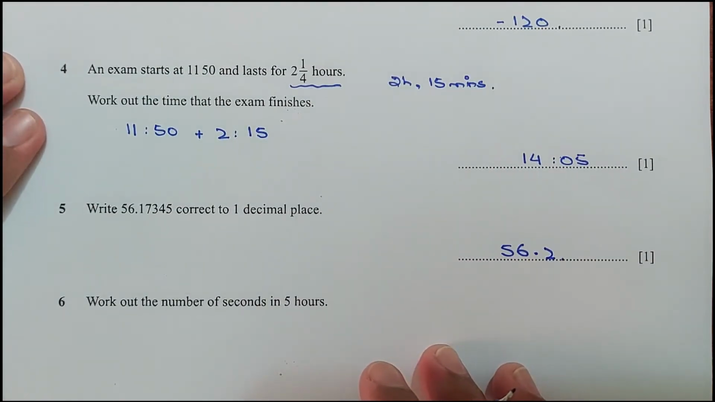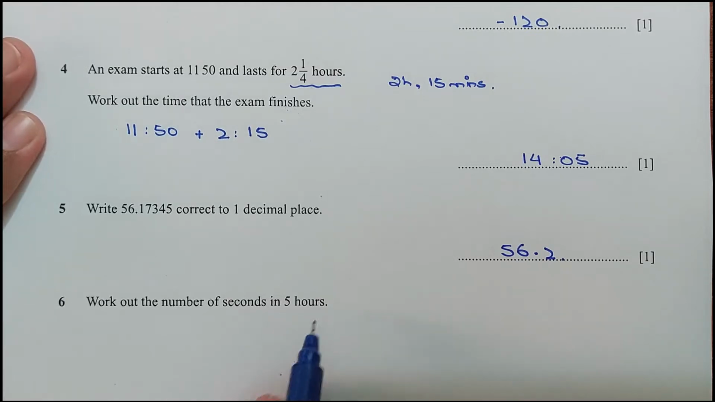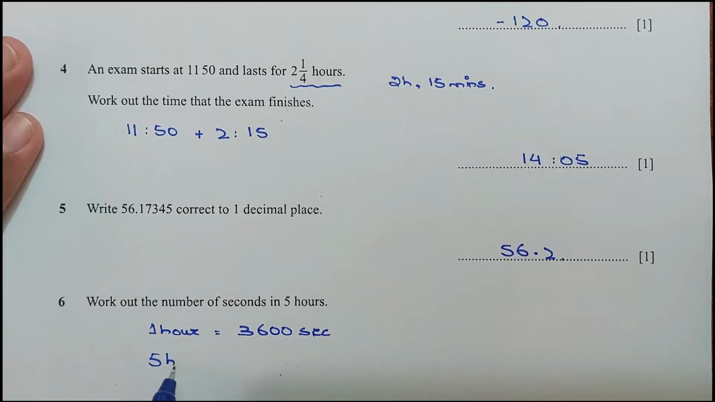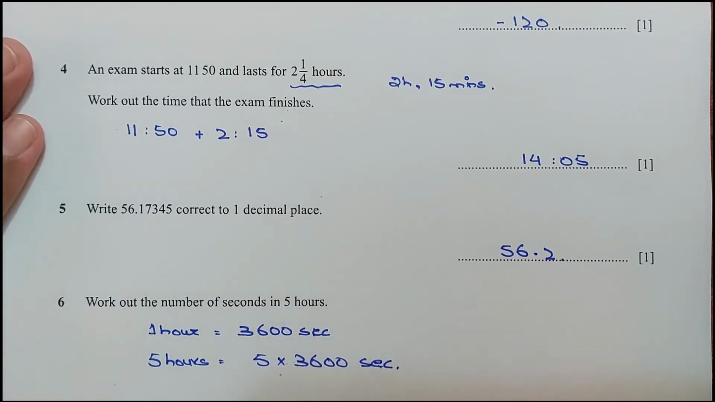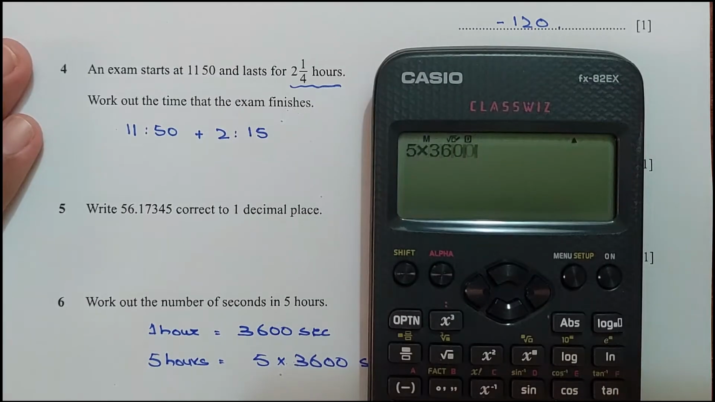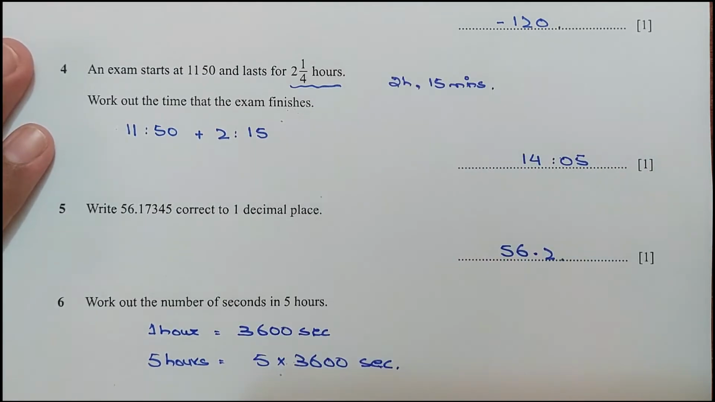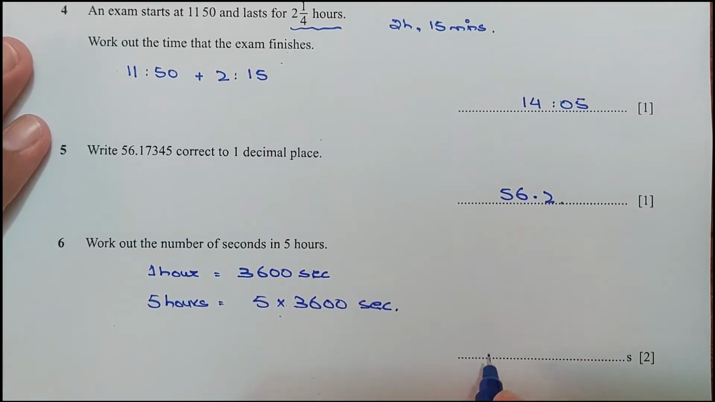Number 6, work out the number of seconds in 5 hours. Right, so we know that in 1 hour there are 3,600 seconds. So in 5 hours we have 5 times 3,600 seconds. 5 times 3,600 is 18,000 seconds in 5 hours.